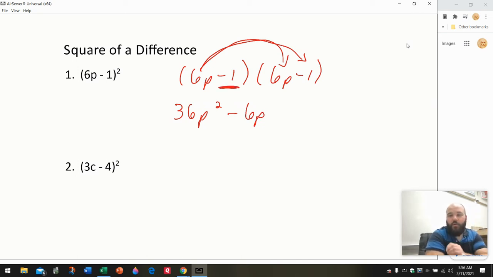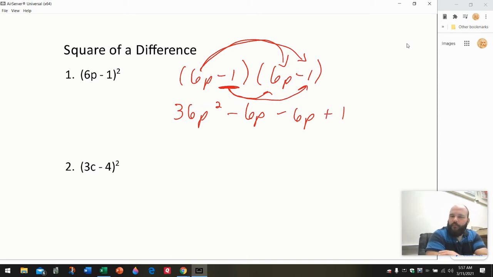Remember, the sign goes with the number after it. So the negative has to go with the 1. Negative 1 times 6p becomes negative 6p. And then we have negative 1 times negative 1, which turns out to be positive 1.